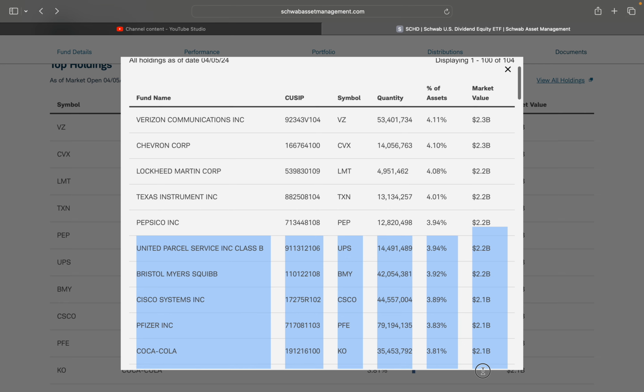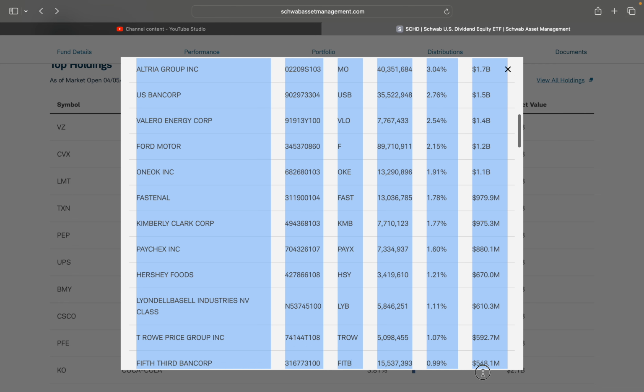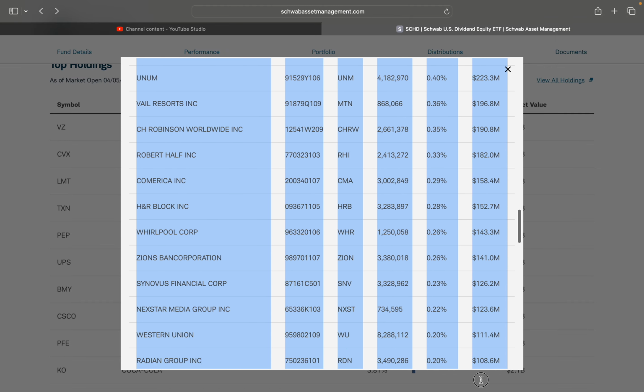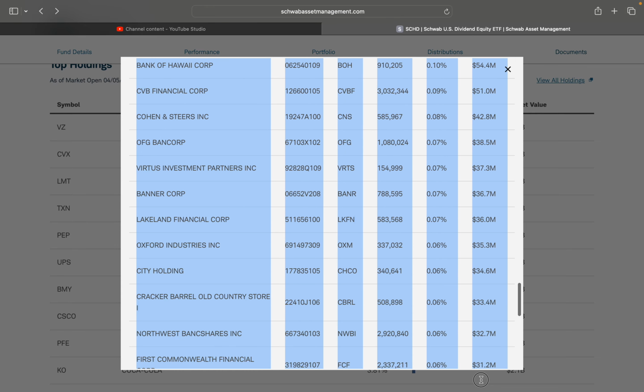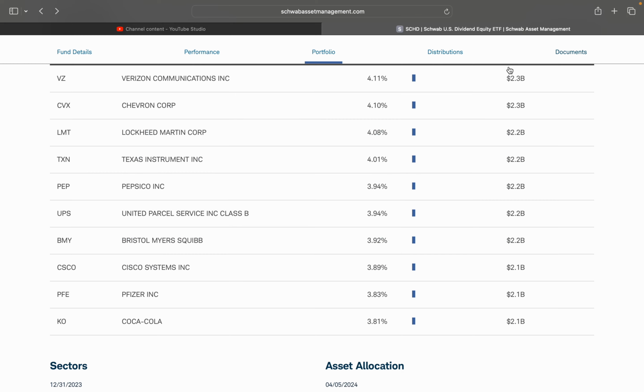So there is Pfizer, Coca-Cola, BlackRock, Amgen, Home Depot is in there, Valero, Ford is in there. Many other great companies are in here. Wendy's, and you can come to the website and look at the detail.